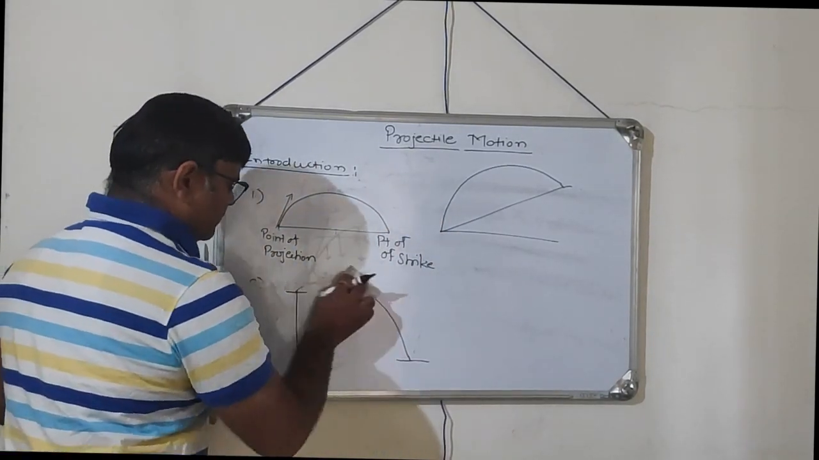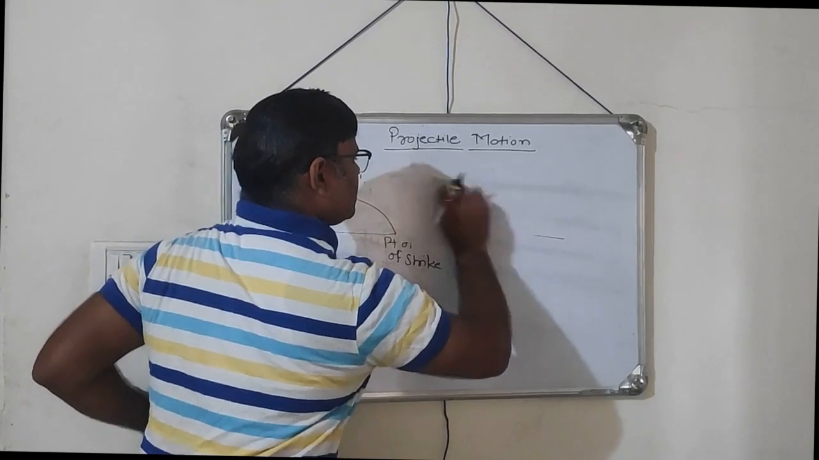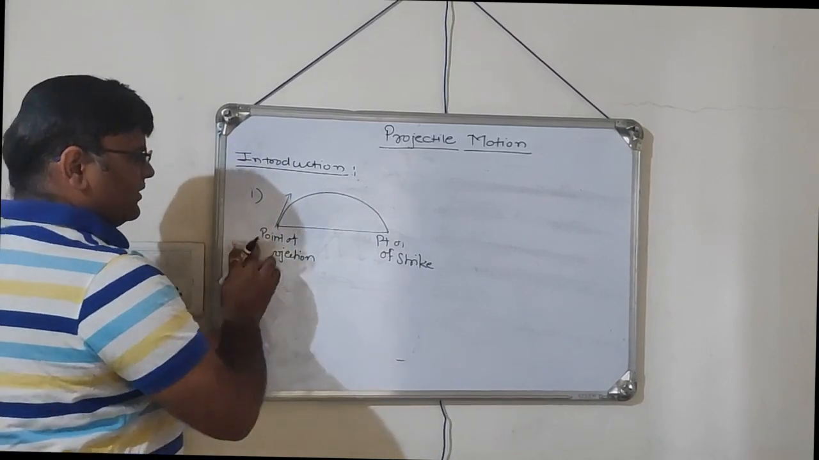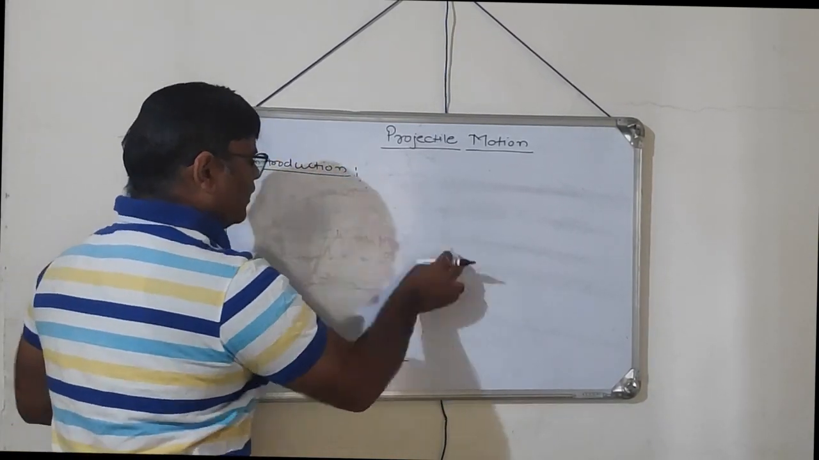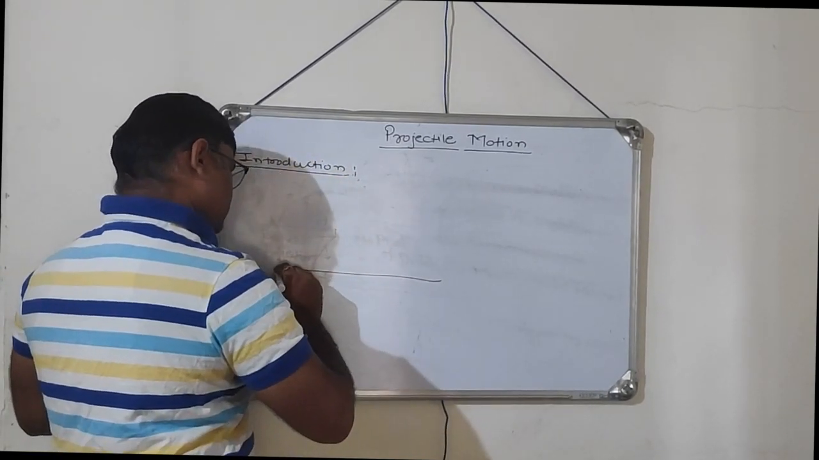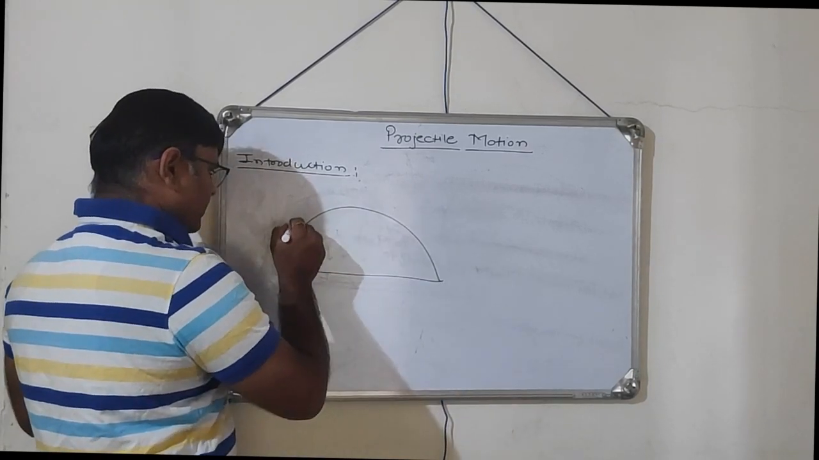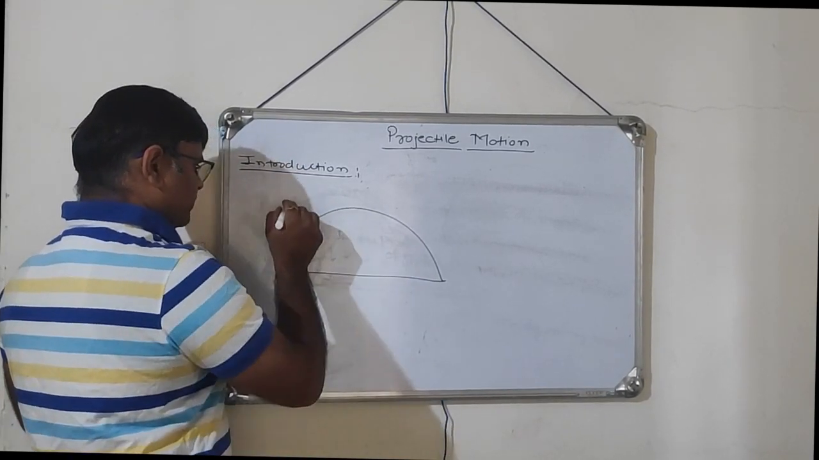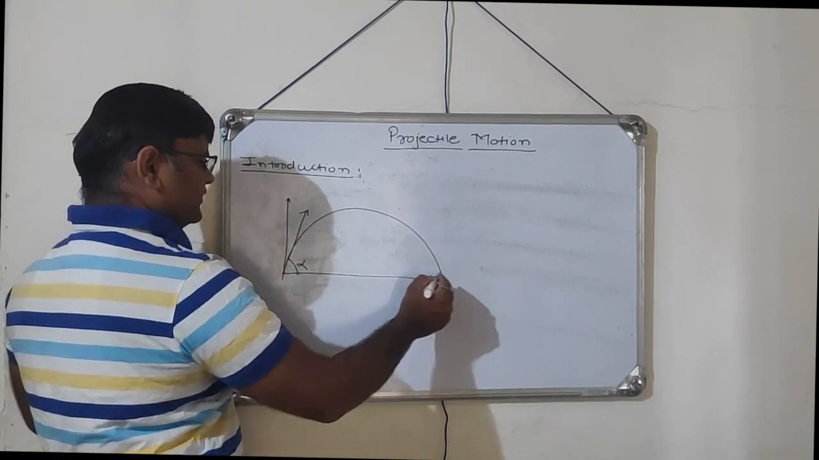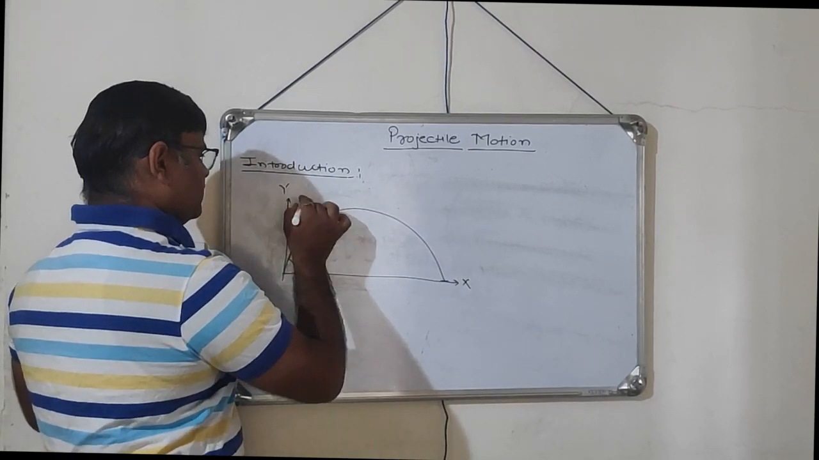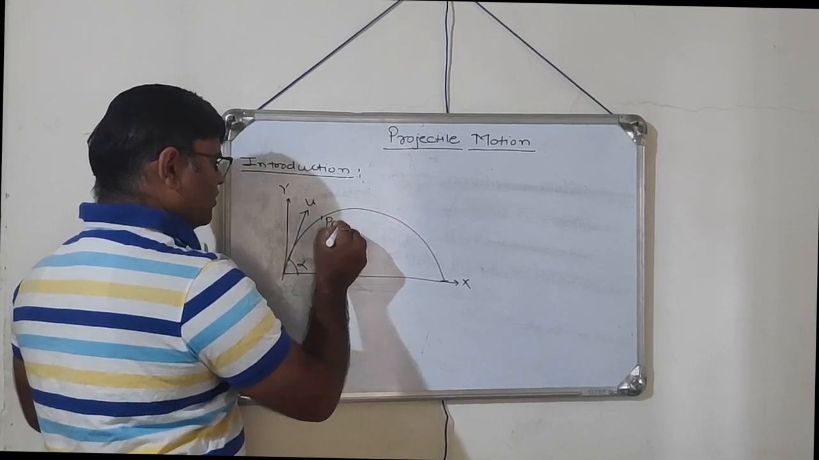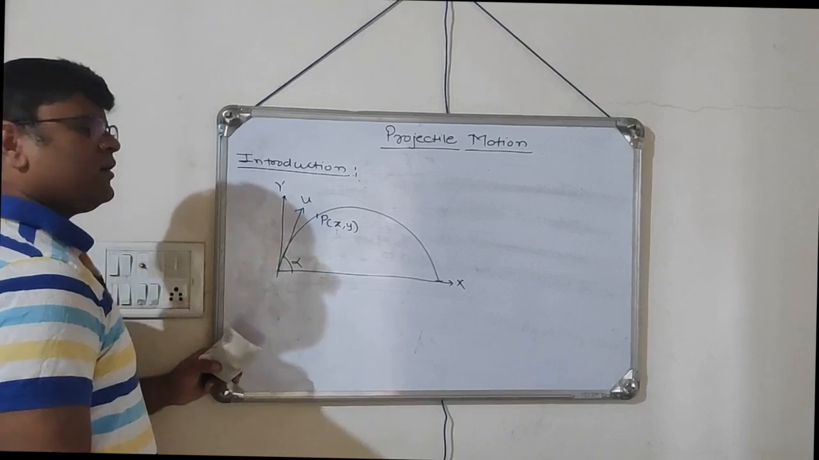So now we are going to consider the first case, that is, point of projection and point of strike are at the same level. So let us consider the particle follows this particular curvilinear path. This is the velocity vector, which makes an angle alpha with respect to the horizontal axis x. This is your y, u. For example, this is your position P, which has coordinates x and y.